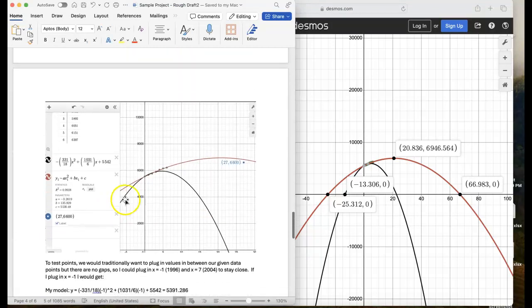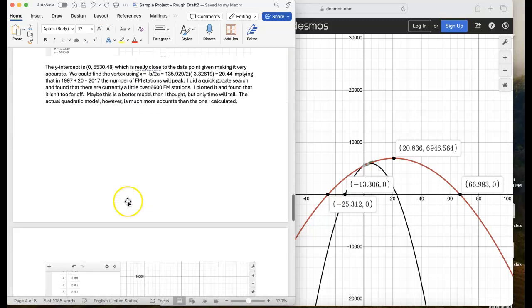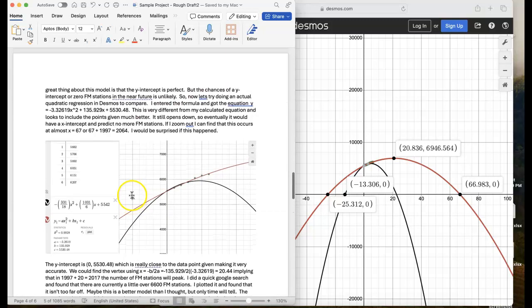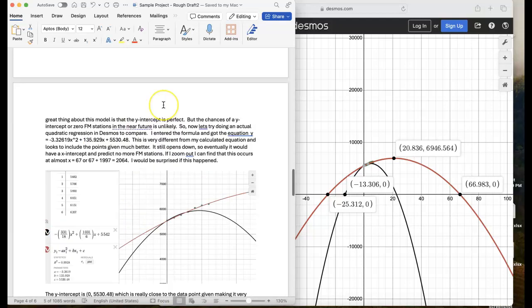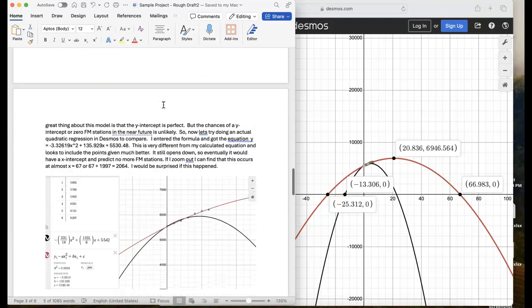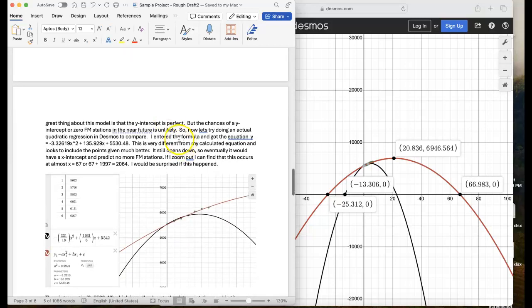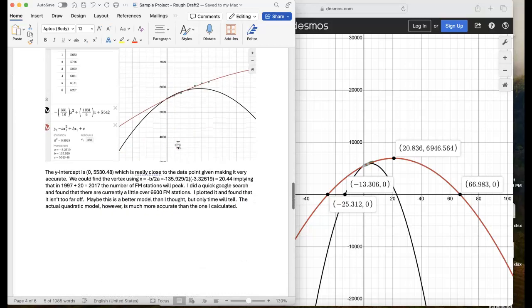I did actually go and Google because I thought it would be fascinating what the value is right now. I'm trying to find where I put it. Put it in here somewhere. Okay, I'm pretty sure I found it. Right now is about 6,600 stations.